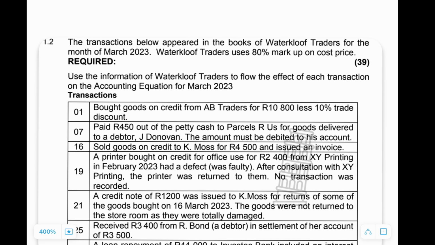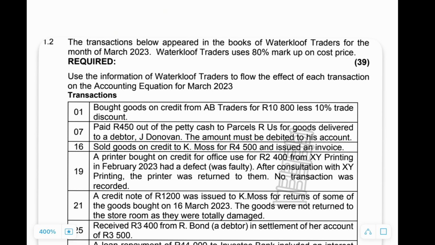So let us get into today's lesson. In today's lesson, we are going to do an accounting equation. So the information says the transactions below appeared in the books of Waterkloof Traders for the month of March 2023. Waterkloof Traders uses 80% markup on cost price.